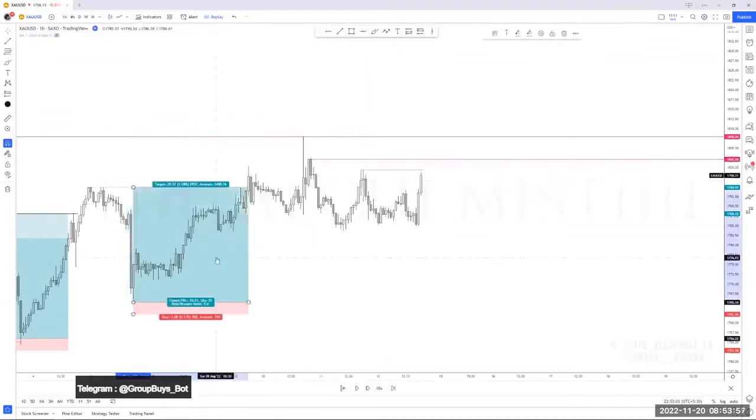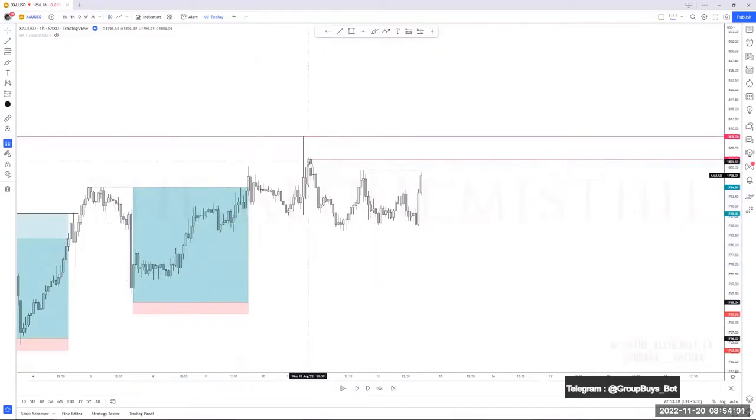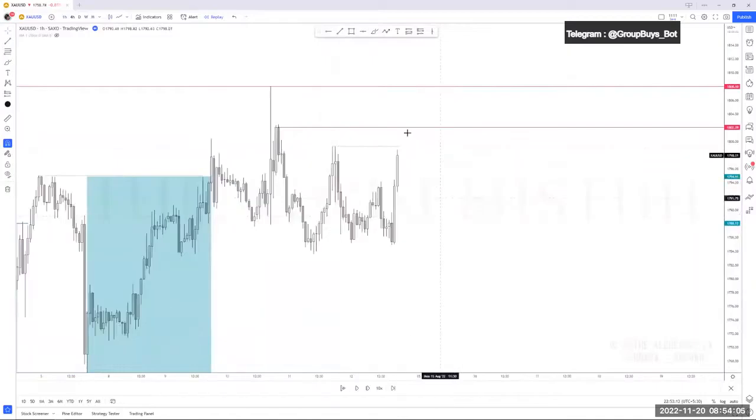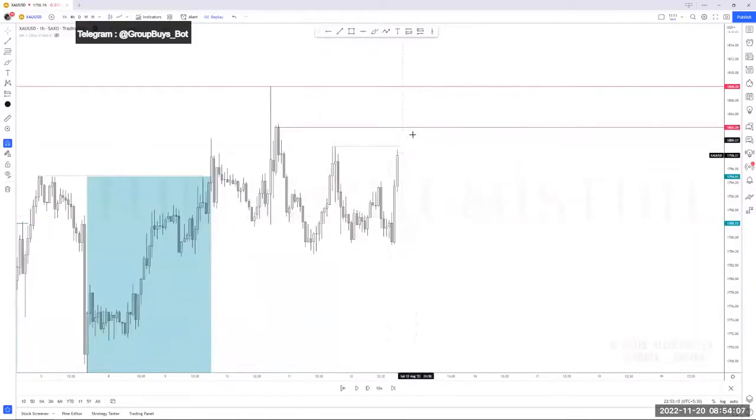Why are we using the 1 hour? Because the daily did not have anything, so obviously the weekly will not have anything. 4 hour did not have anything. So the next time frame we use is the 1 hour time frame, right? So we can take a trade from the 1 hour time frame in here.